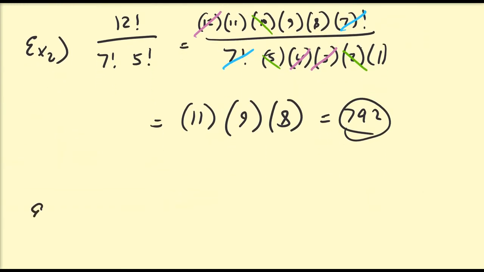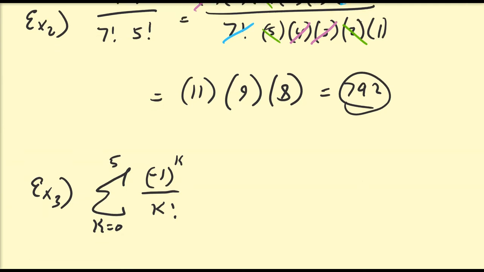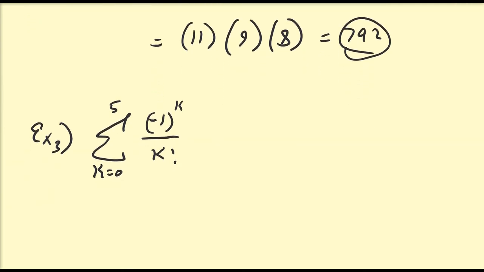All right, so let's do another fun example. Let's assume we want to find the sum from k equals 0 to 5 of negative 1 to the power of k divided by k factorial. All right, so what's this going to be equal to? Remember, this summation notation means sum over the values of k from 0 to 5.